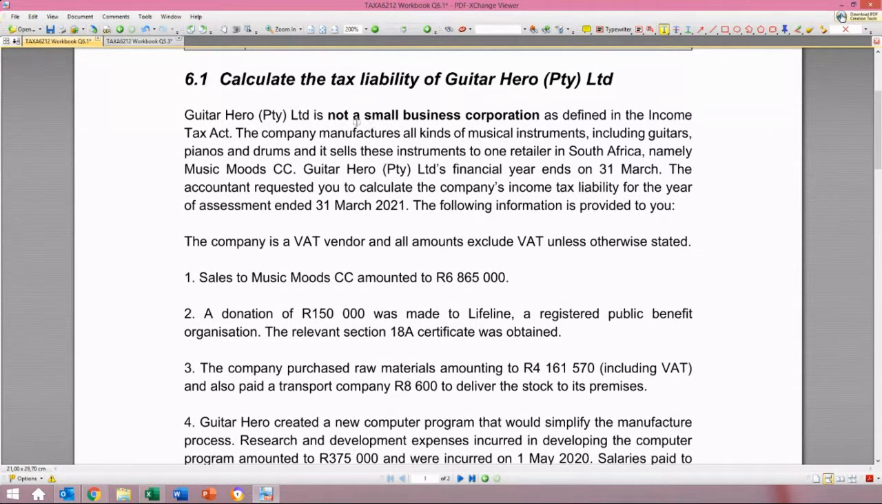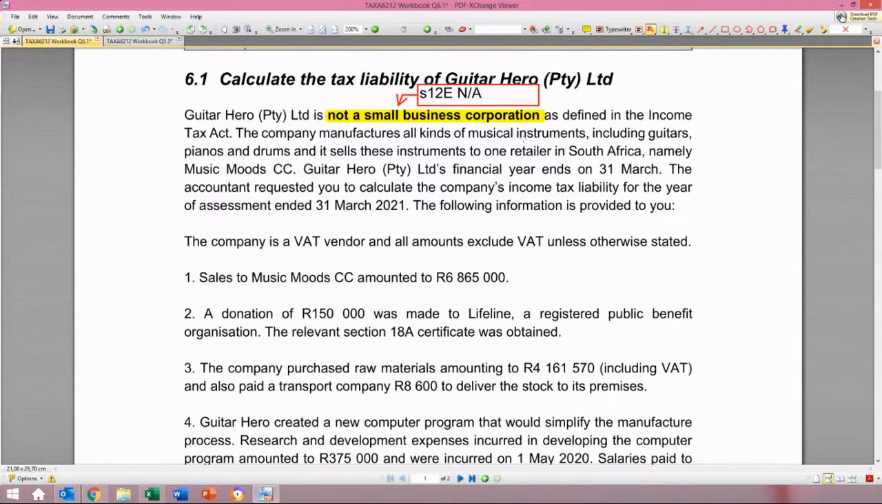So the first thing, and they've bolded this information, is it is not a small business corporation. The reason they tell you this is that it means section 12E is not applicable and we do not use their tax tables. Okay, so that's the reason for it. So that means we will apply section 12C if we've got any manufacturing assets that we've acquired during the year.